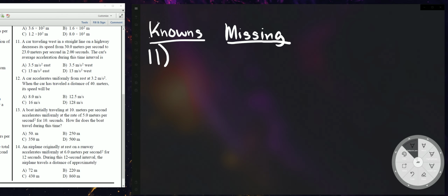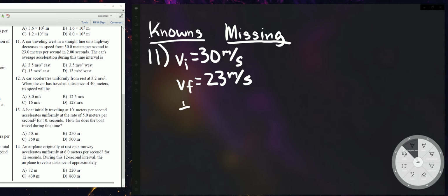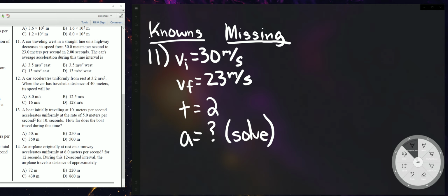A car traveling west in a straight line on a highway decreases its speed from 30 meters per second to 23 meters per second. Again, it's going from number to number. It ends in meters per second, so you know it's a speed or velocity. So it goes from 30 meters per second to 23, you know that's your initial and your final. In 2 seconds, the problem wants you to find out your acceleration. The car's average acceleration during this time interval is what? And then we're missing d, and we don't need d to solve this.